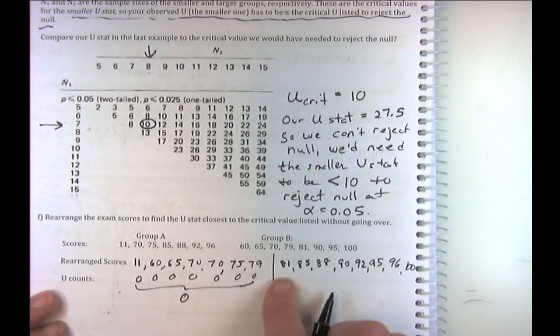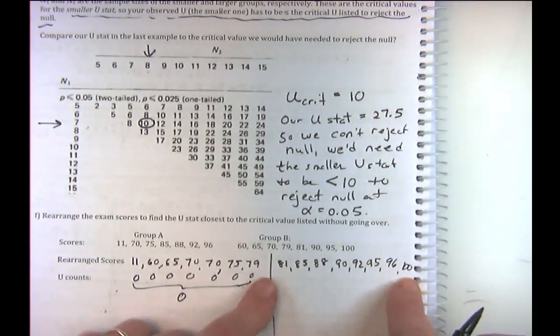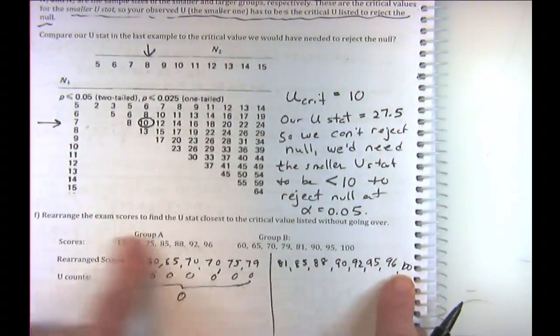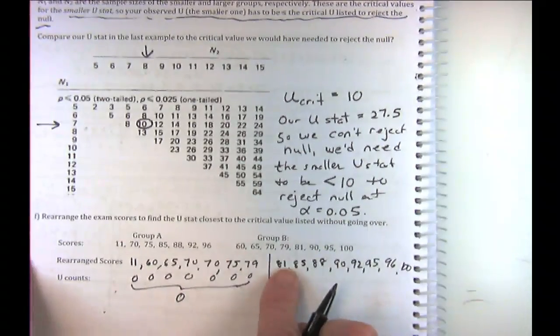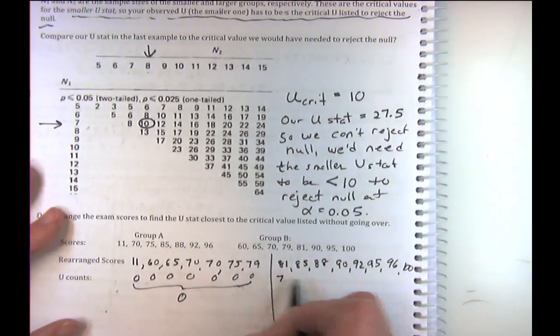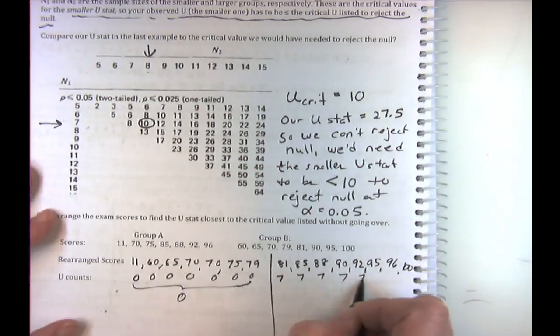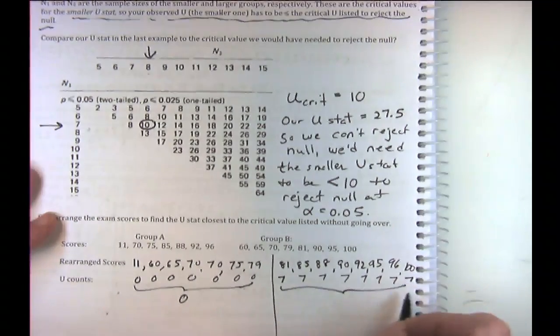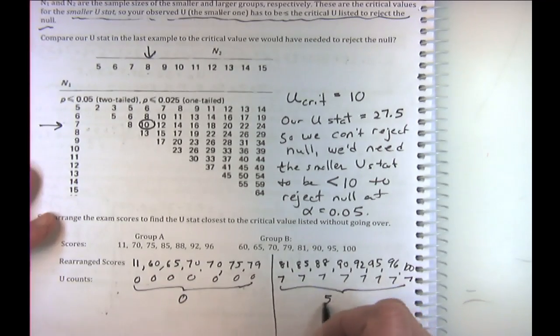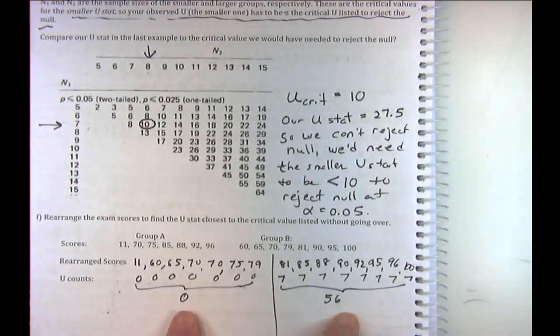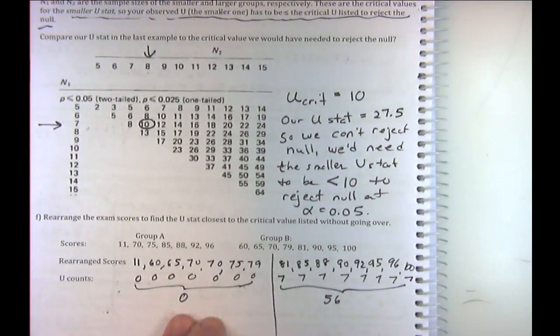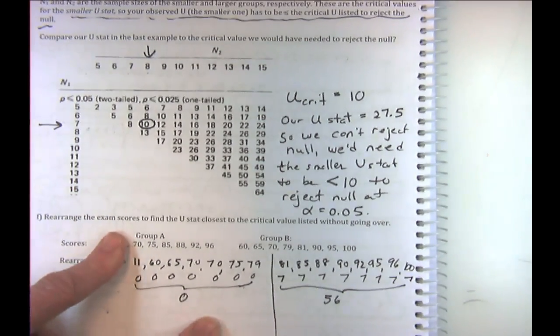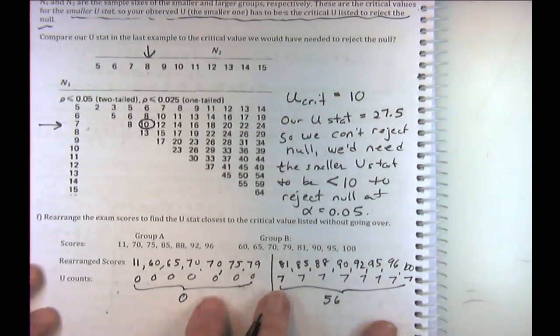And of course, here, in terms of just the U, everybody did just as well. They all beat the other group. So they all beat 7. So add them together, 8 7s is 56. And of course, it adds up to 56. So yeah, we'd reject the null here, but I'm asking, what other arrangements can you make? This is the smallest possible.